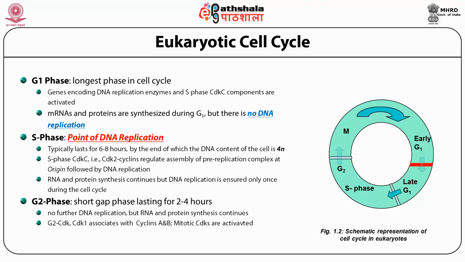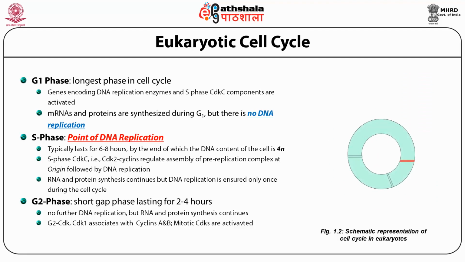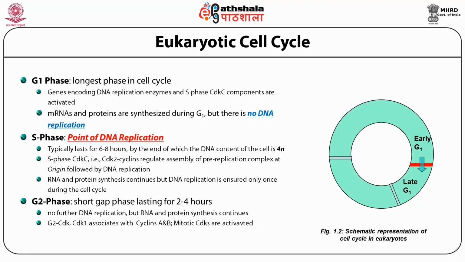Thereafter comes the S phase or synthetic phase. This is the exact point of DNA replication in the eukaryotic cell cycle, by the end of which the entire DNA content of the eukaryotic genome is replicated, having a 4N orientation. Following the S phase is the G2 phase, the last phase of the eukaryotic cell cycle before mitosis. During the G2 phase, only the compaction of the replicated chromosome occurs and there is no further DNA synthesis.